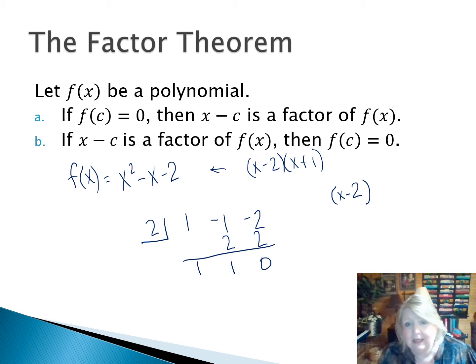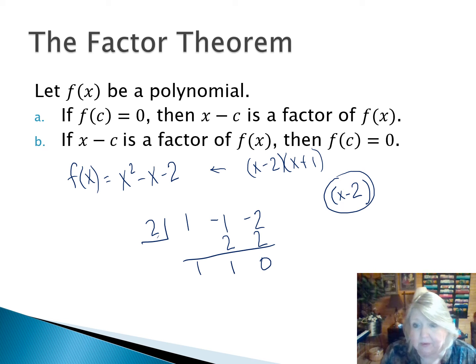So if I get a 0, I put x minus my value c, and that's going to be one of my factors. But it also works in reverse. Because I knew that x minus 2 was a factor of f, I knew if I put a 2 in the box, I would get a 0 for the remainder. It works in both directions.